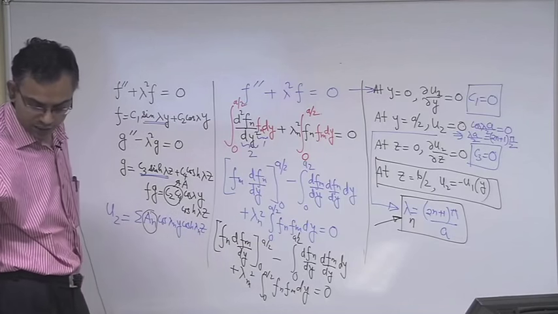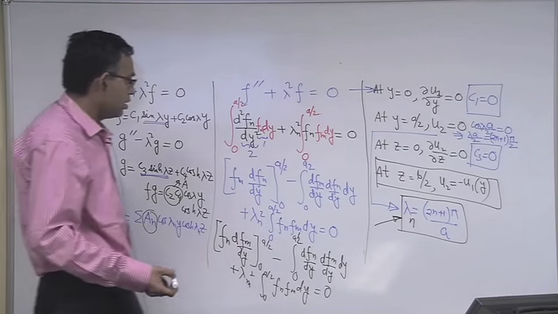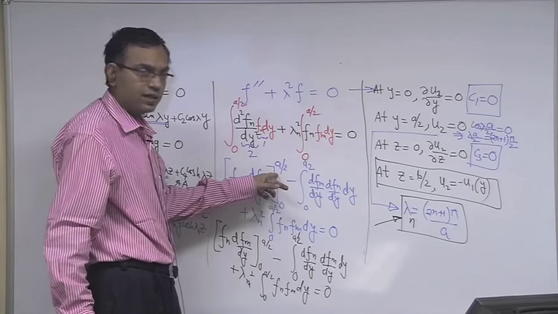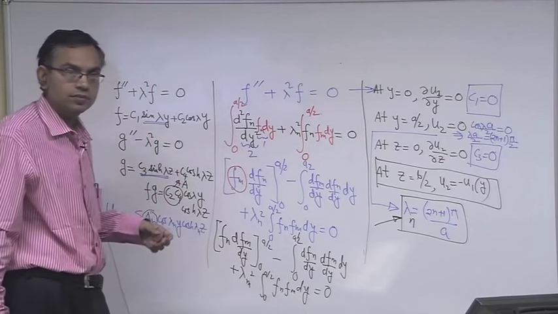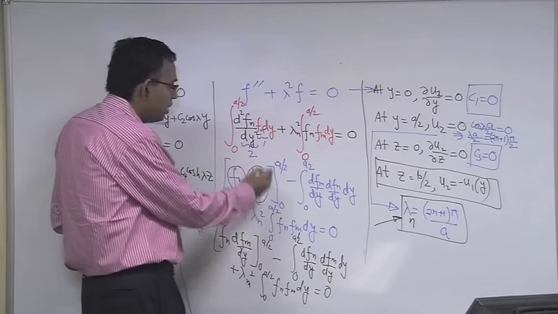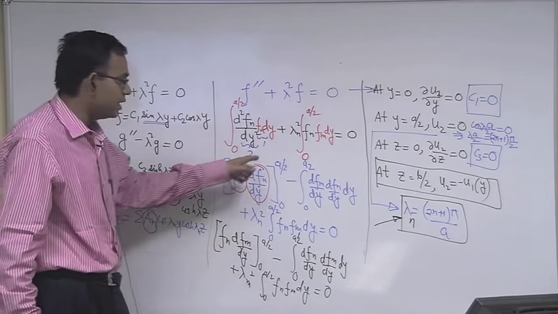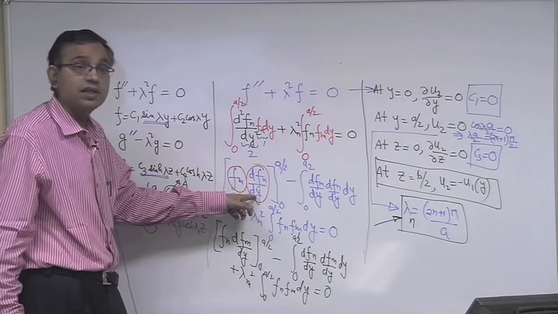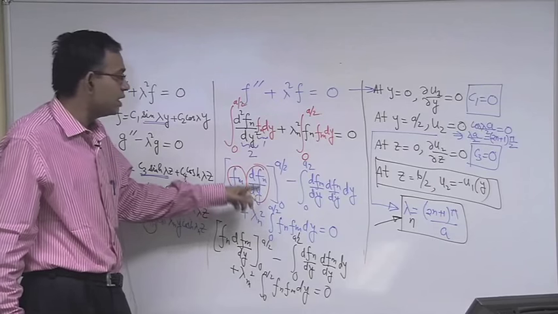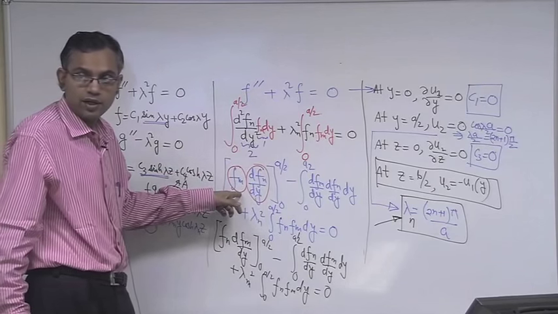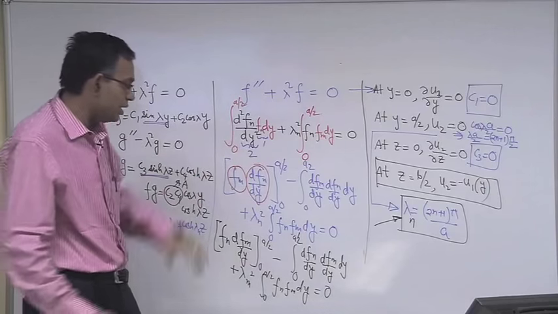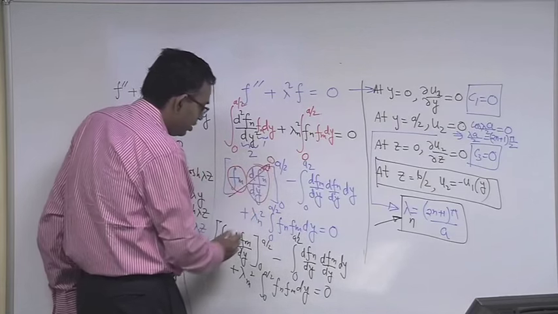Now, let us look into the boundary term. The term in the square bracket is the boundary term. At y equal to a by 2, u 2 equal to 0, right? u 2 equal to 0 means f equal to 0. And at y equal to 0, del u 2 del y equal to 0, that means df dy is equal to 0. So, this boundary term becomes 0. This is where we require the homogeneity of the boundary condition. Had the boundary conditions not been homogeneous, this boundary term would not be 0, and that would give rise to some sort of complication. You may avoid the complication in a way which I will discuss in a moment, but here this boundary term is 0, this boundary term is 0.